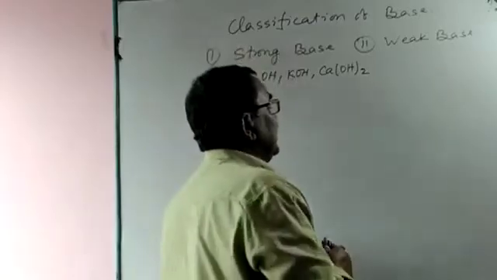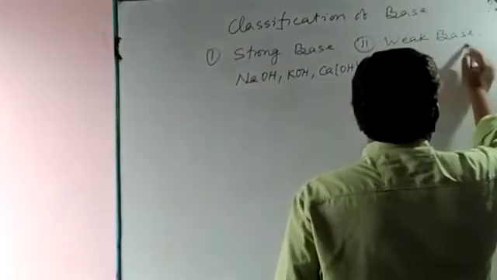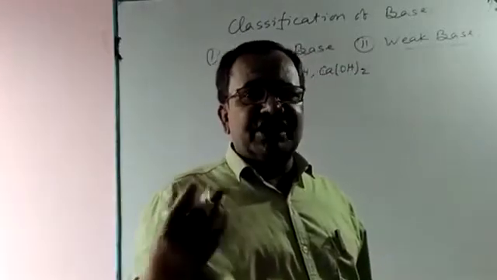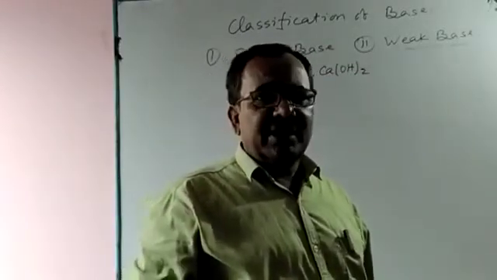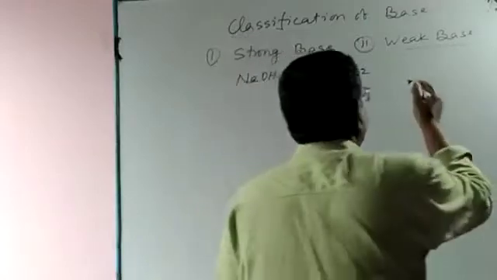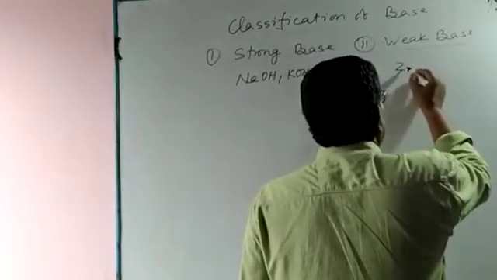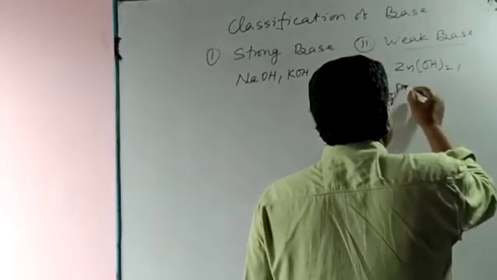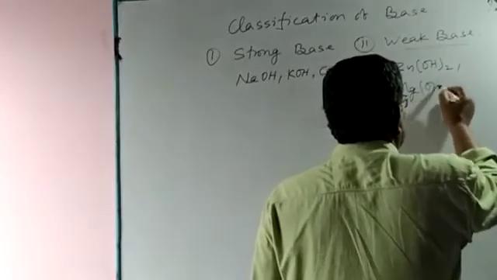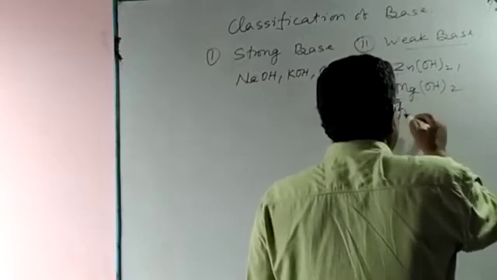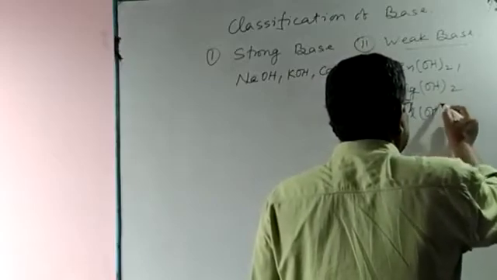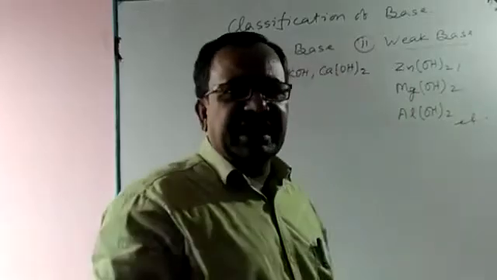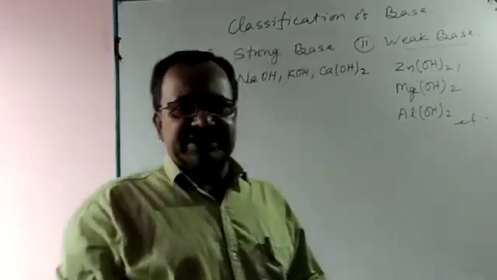But weak bases are those bases which do not completely dissociate into hydroxide ions. For example, Zn(OH)2, zinc hydroxide, magnesium hydroxide, aluminium hydroxide, etc. ये सब जो है, these are the weak bases.